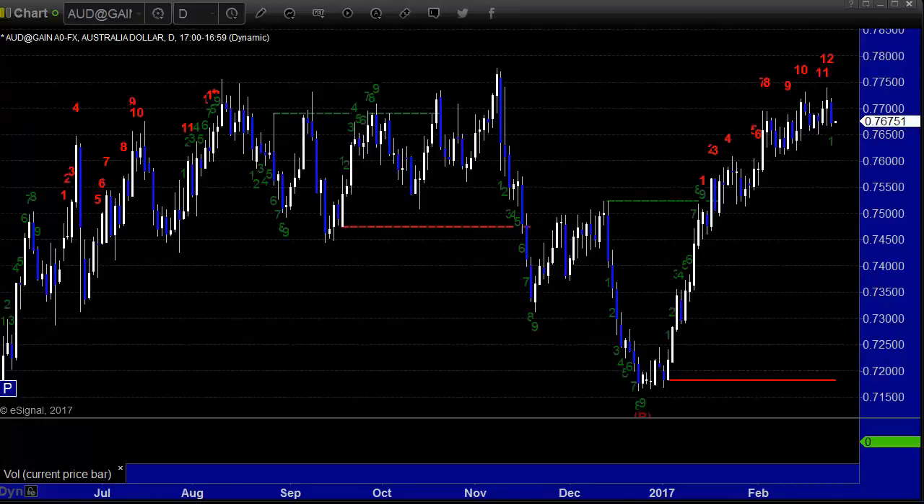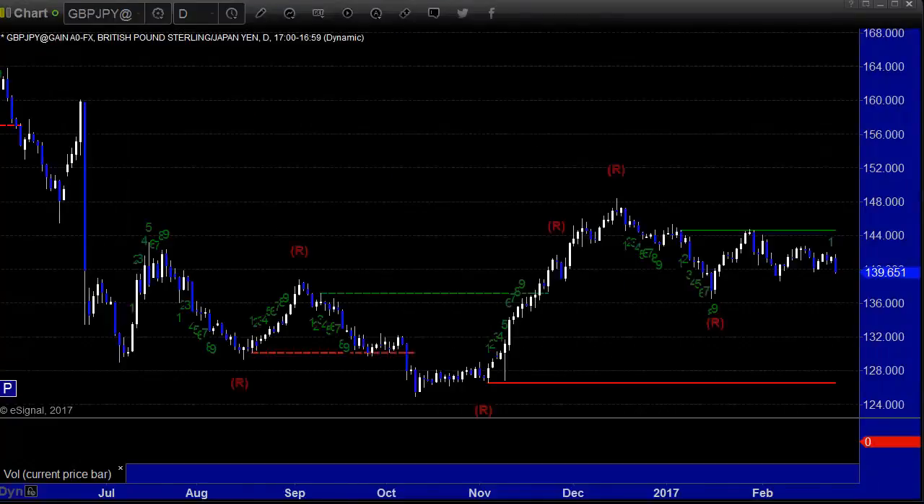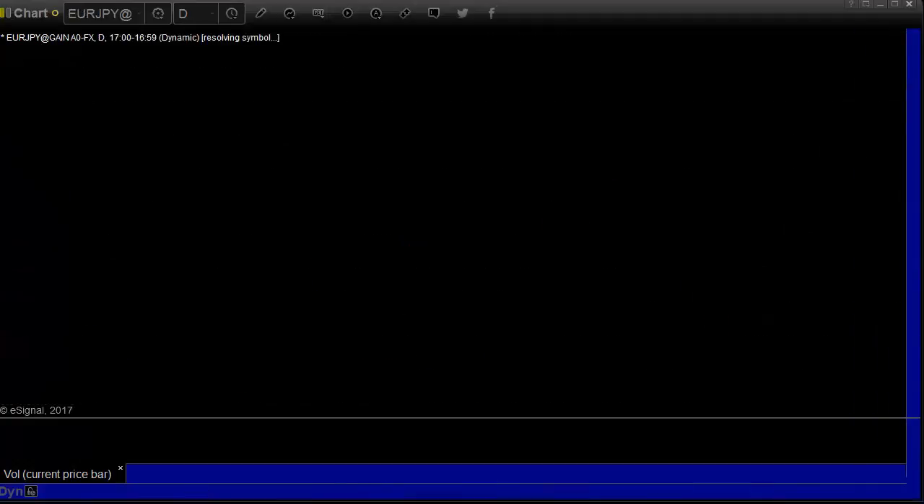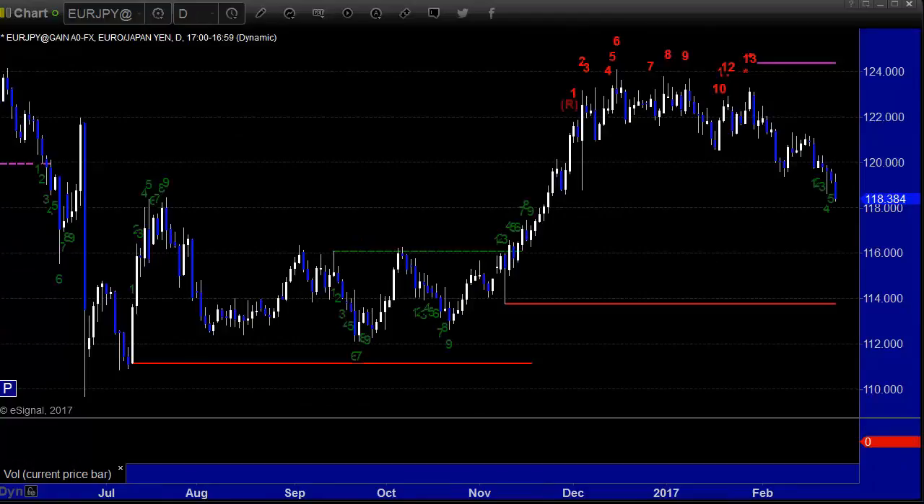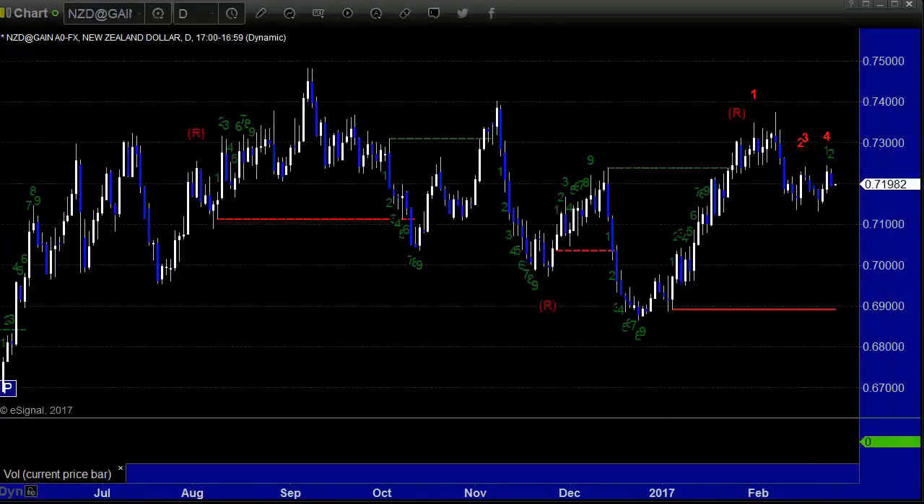Aussie dollar, almost got a 13 sell signal. One more day up will give you a 13 sell signal on the Aussie dollar index. Pound yen, also flat, not a big deal. Euro yen, notice the 13 sell signal there back about 4 weeks ago. Been right on track since then. Pound Swiss, also flat like all the pound-based stuff. New Zealand dollar, not much there. All right, let's take a look at the intra-week action.